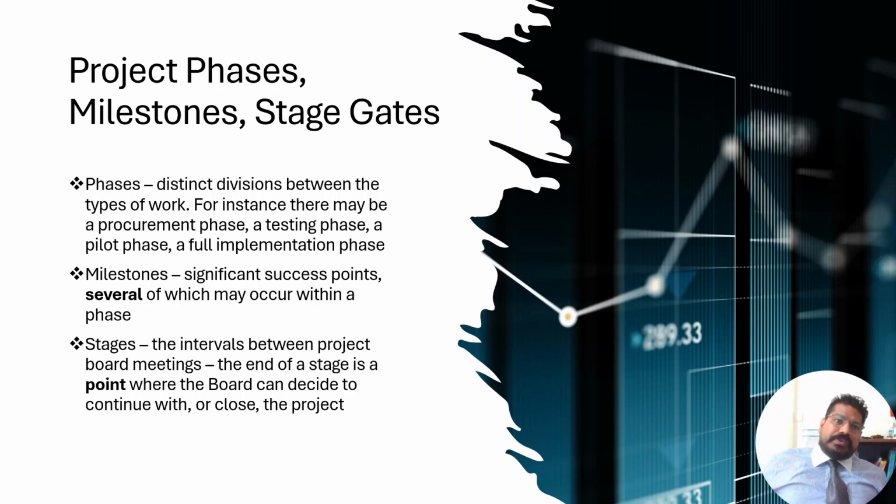Then you have stages, the intervals between project board meetings. The end of a stage is a point where the board can decide to continue with or close the project. For example, the project has started and the first phase is the initiation phase. In the initiation phase you may come to a stage wherein they may ask whether it is worth going ahead with the project with more investments, or whether to stop it. Similarly, this may happen in the planning phase as well as the execution phase, because the change control board, or the board of the project, has done the initiation phase first. In the initiation phase, their whole job was to understand the needs assessment and feasibility study.